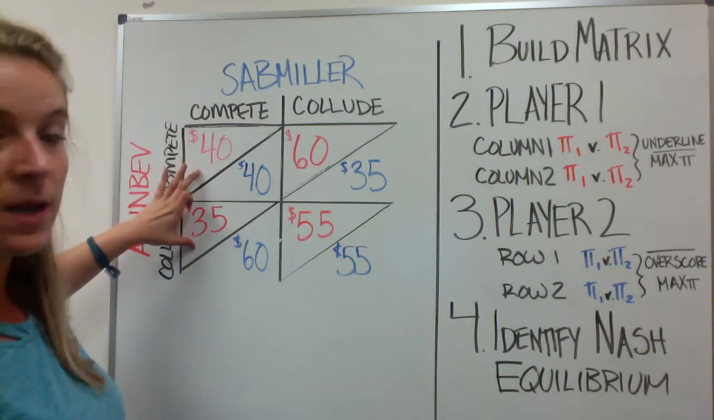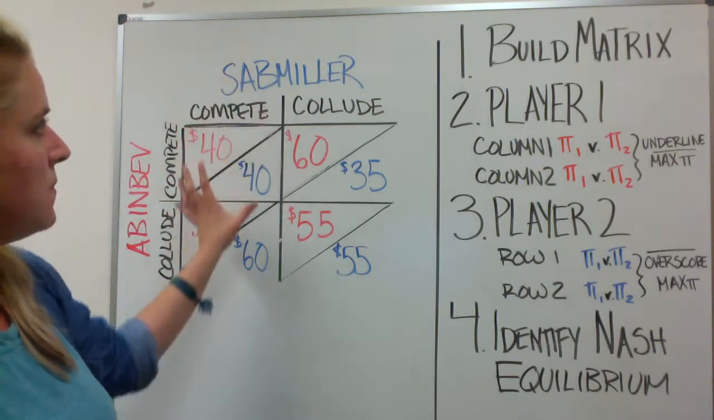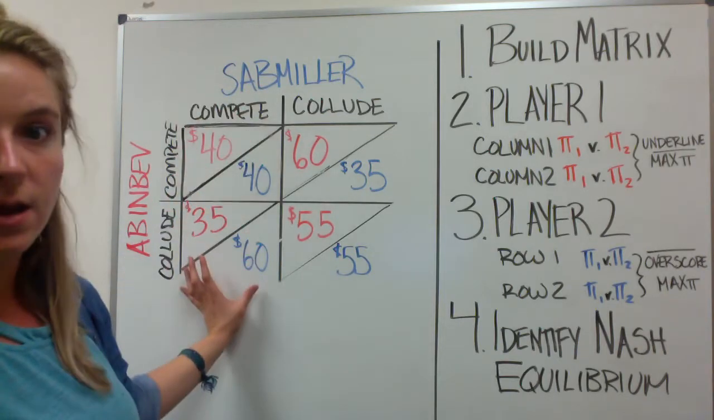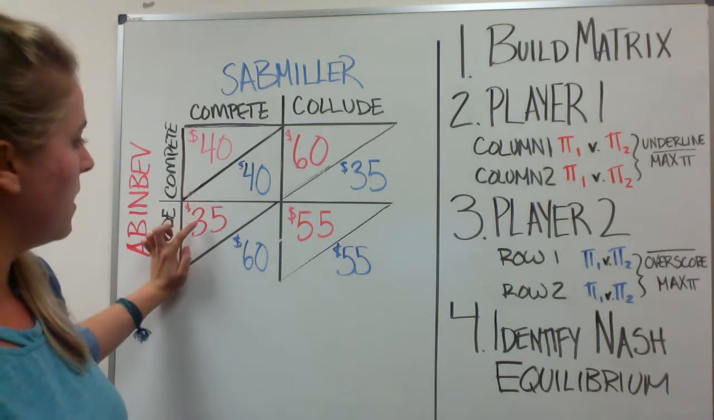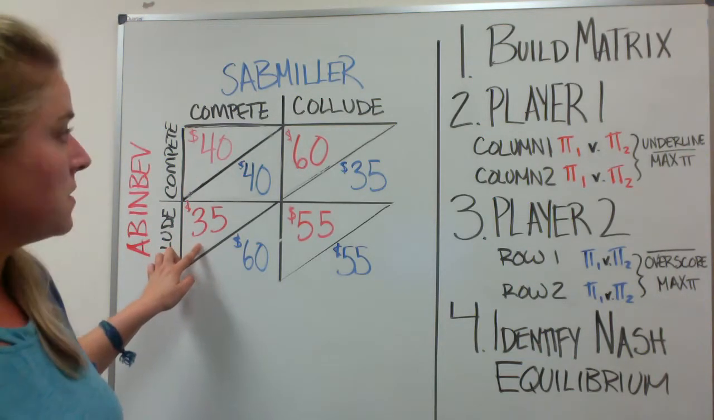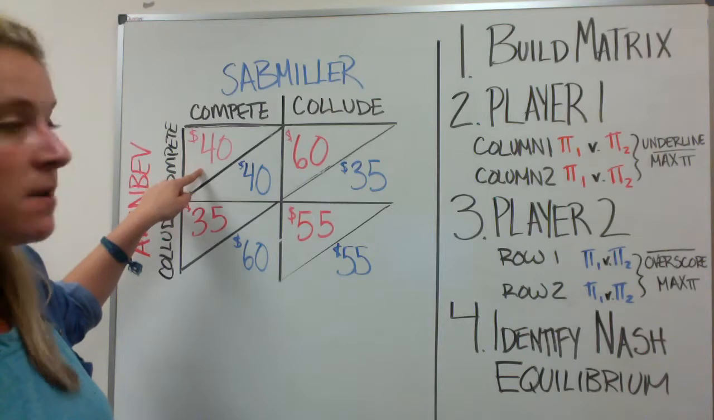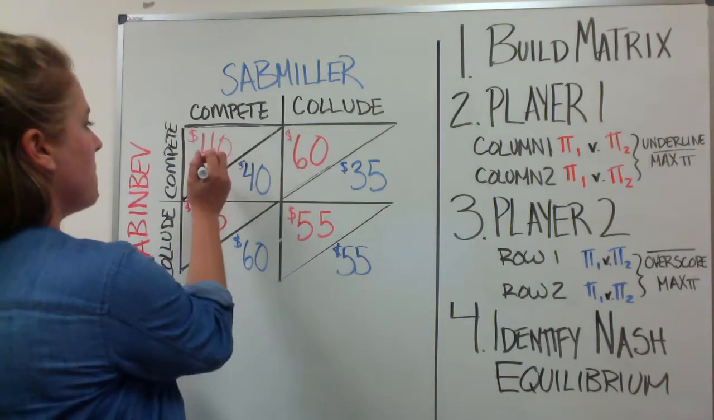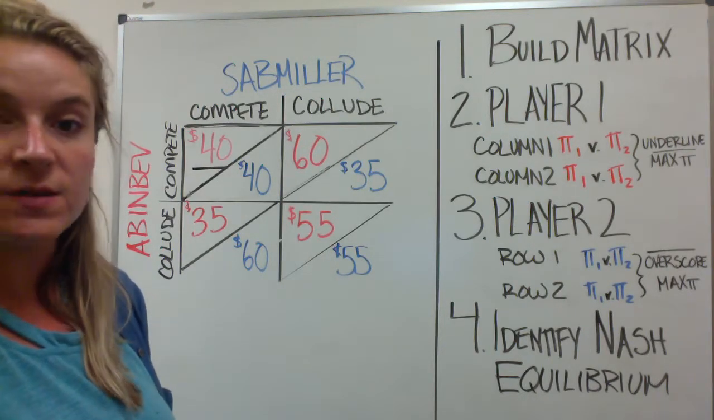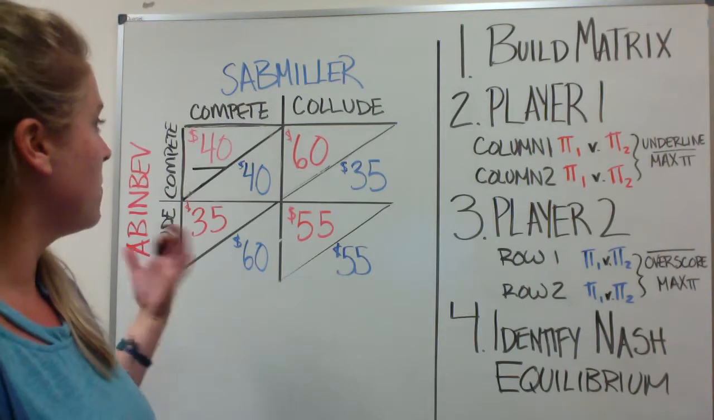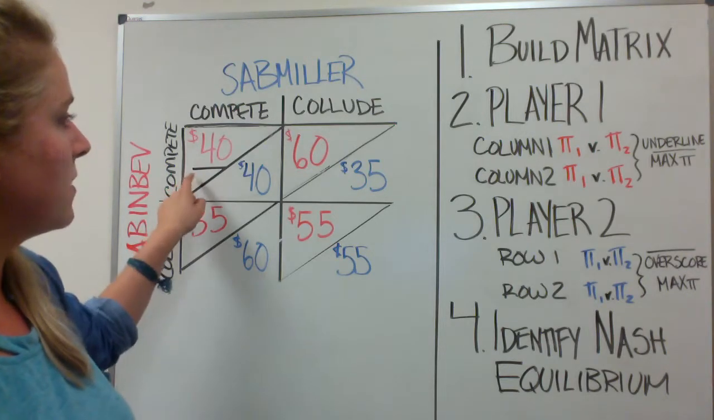Essentially what I'm saying is, if I were AB InBev, and I'm looking at a world in which SAB Miller is competing, would I do better if I compete as well, or if I collude? And what you can see clearly is that I'm going to be better off. I'm going to make $40 if I compete. So I'm going to go ahead and underline that payoff. Cool? Awesome. Just to reiterate, what this is saying is that if SAB Miller competes, I'm better off competing too.